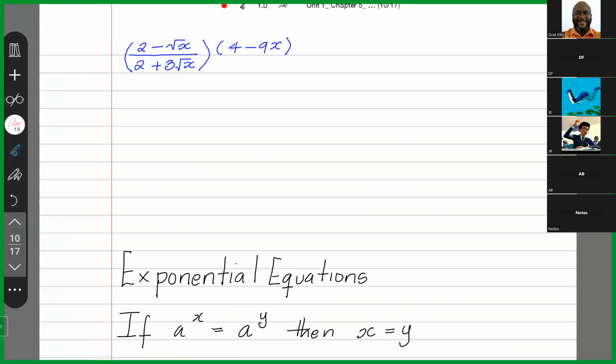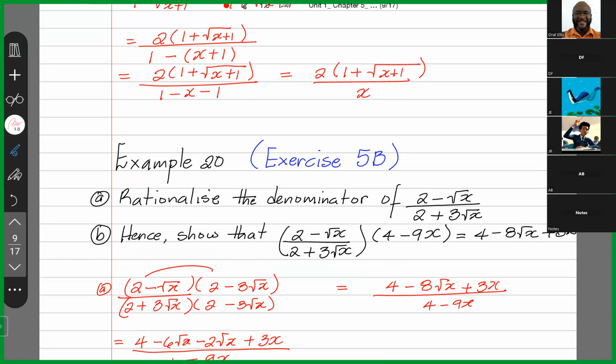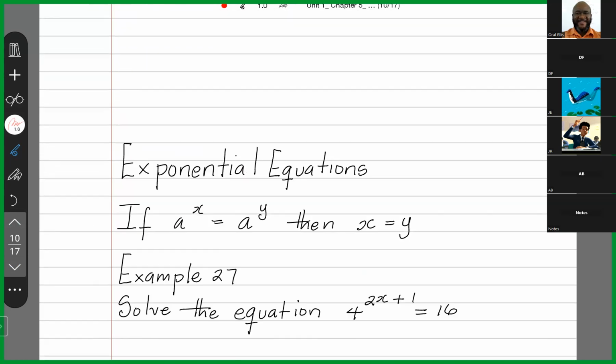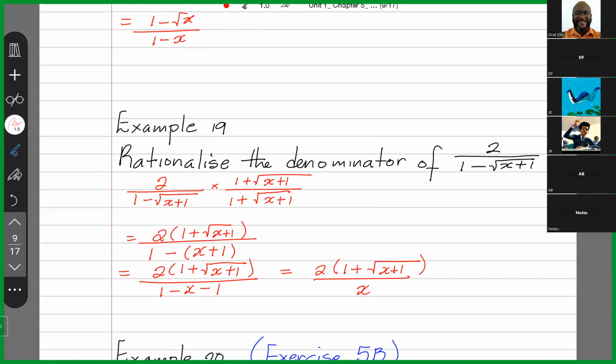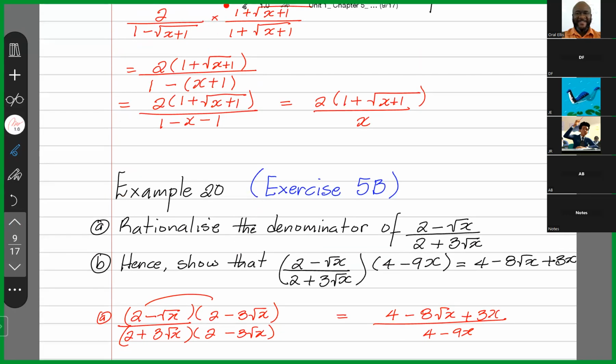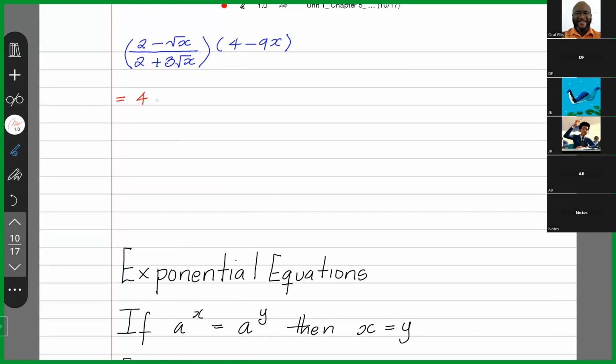The B part of the question is asking us to show that if we multiply 2 minus root x over 2 plus 3 root x by 4 minus 9x, we're going to end up with, well, I think when we rationalized the denominator a while ago, we ended up with, let's have a look, 4 minus 8 root x plus 3x over 4 minus 9x.